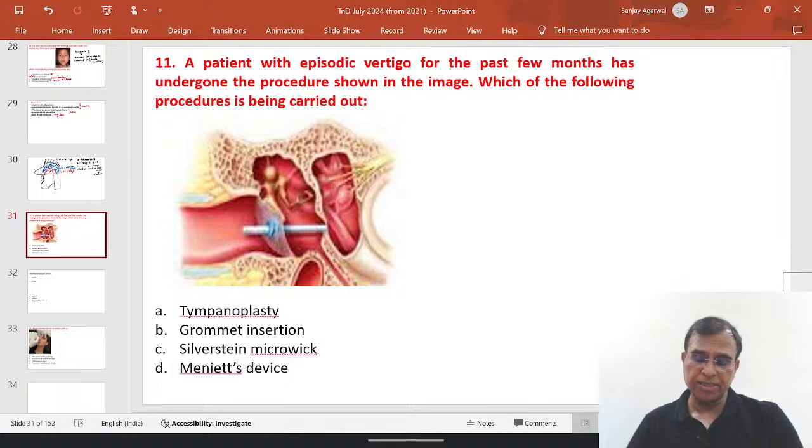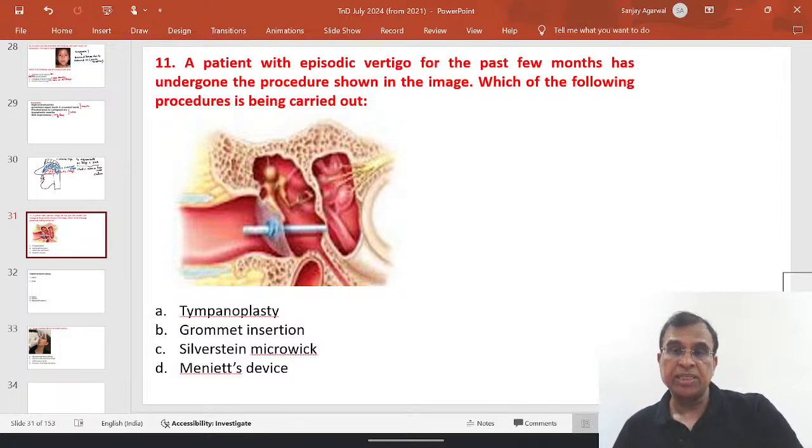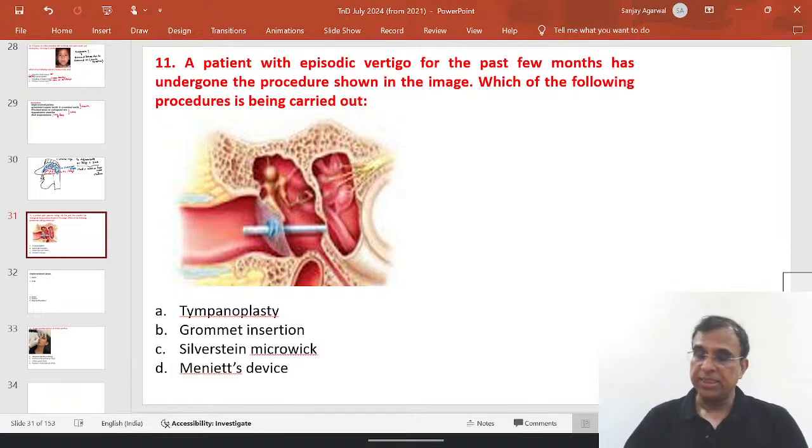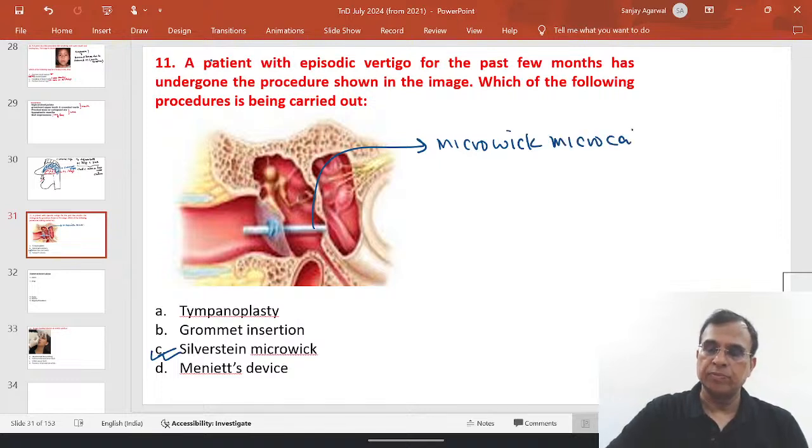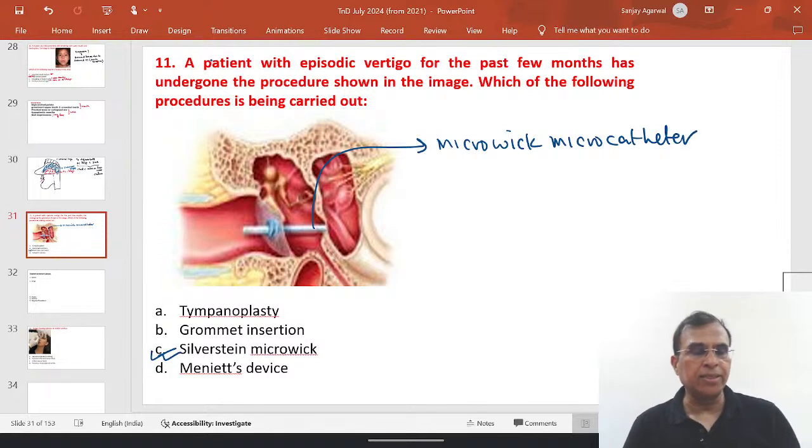I'm waiting for your answers, guys. Is this tympanoplasty? Is this grommet insertion? Is this Silverstein microwick? Is this Meniere's device? So Raj is saying C, Aditi Goyal is saying C. Yes, this is C, Silverstein microwick. Also, this tube that you see is called a microwick microcatheter, and it is produced by many companies.